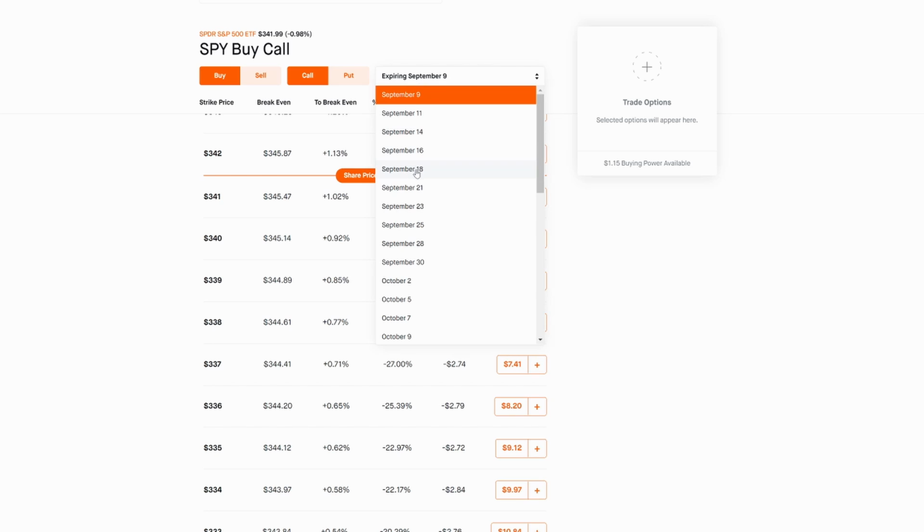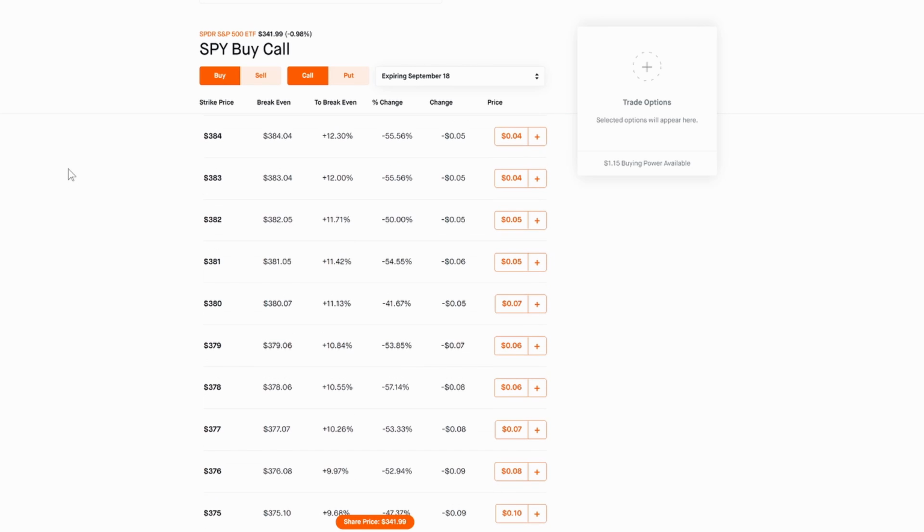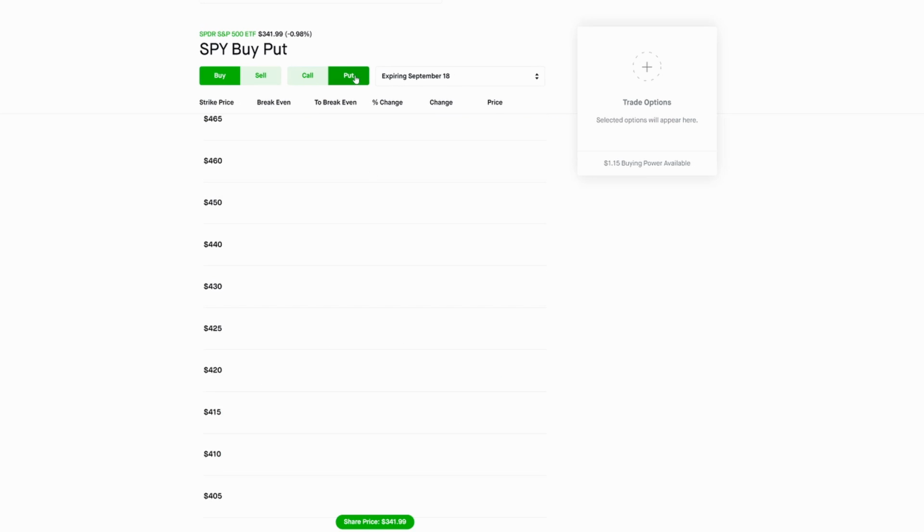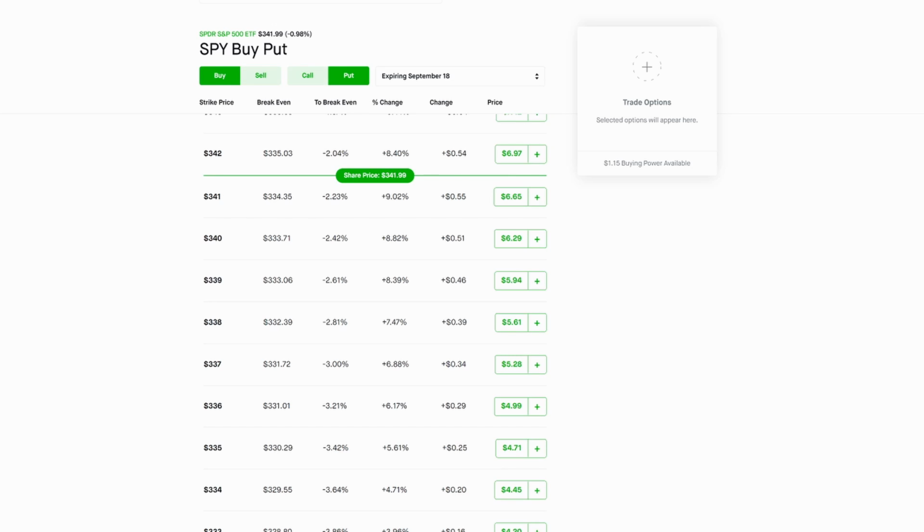So if I want this trade to expire in September 18, I would select that. Then to place a debit spread, a debit put spread is a bearish position, so you want the stock to go down. I would select buy and select put. If I wanted to sell a credit spread, I would select sell and select put. So to buy, you would select buy and select put.